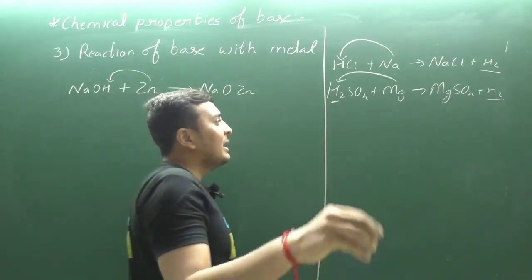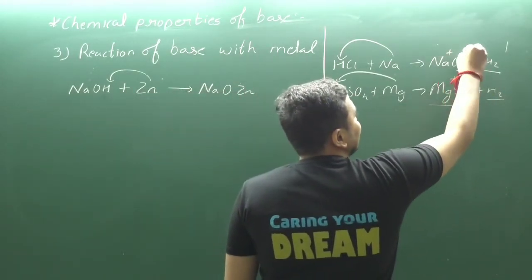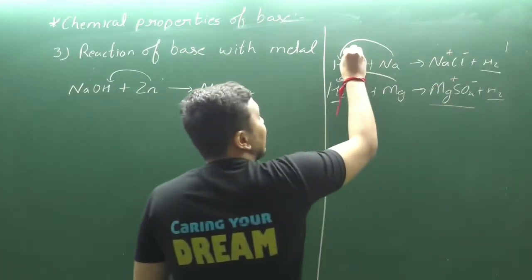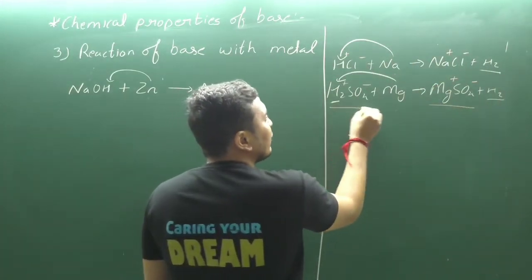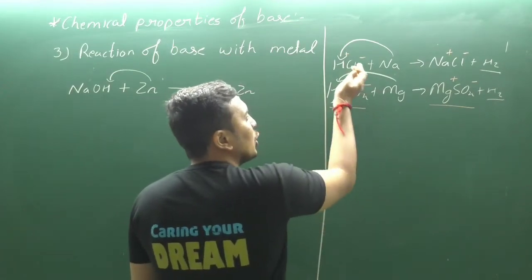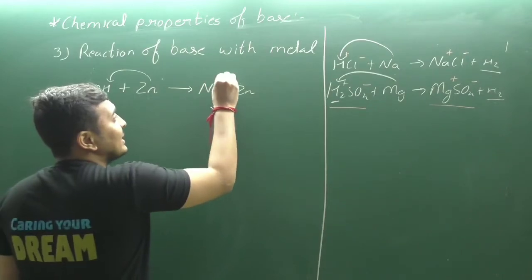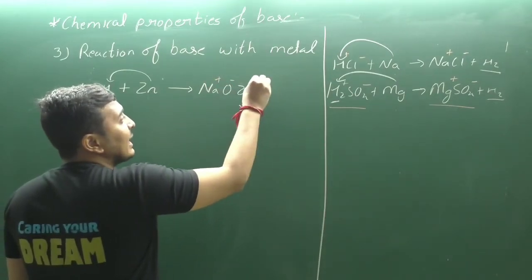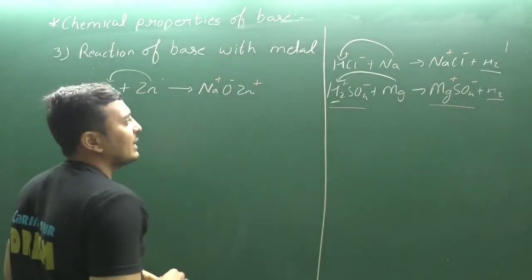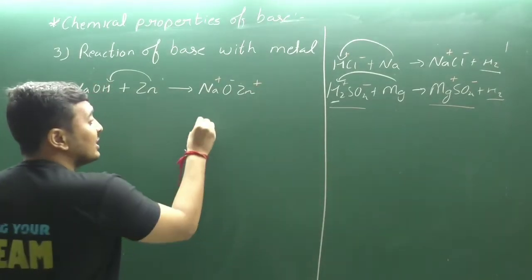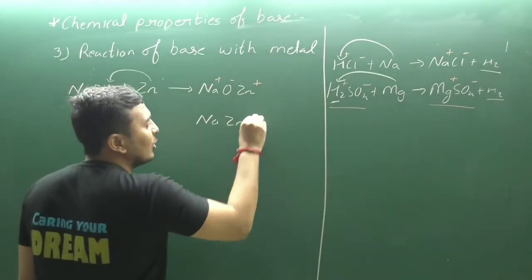For example, MgSO4: Mg is plus, SO4 is minus. Na is plus, Cl minus. H is plus, Cl is minus. H is plus, SO4 minus. So in any chemical formula the positive ion is always ahead of the negative ion. But here Na is plus, oxygen is minus and Zn is plus. So we obviously have to write a positive ion in front of a negative ion, so there is a change in the chemical formula, that is NaZnO.